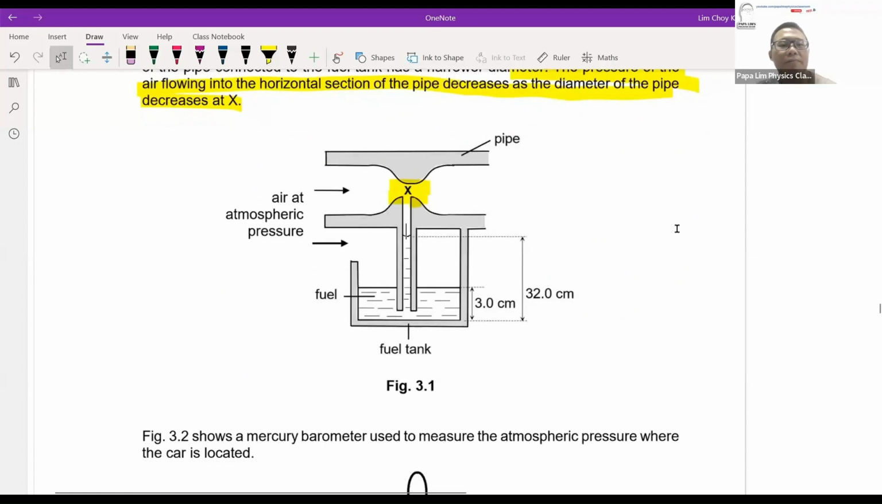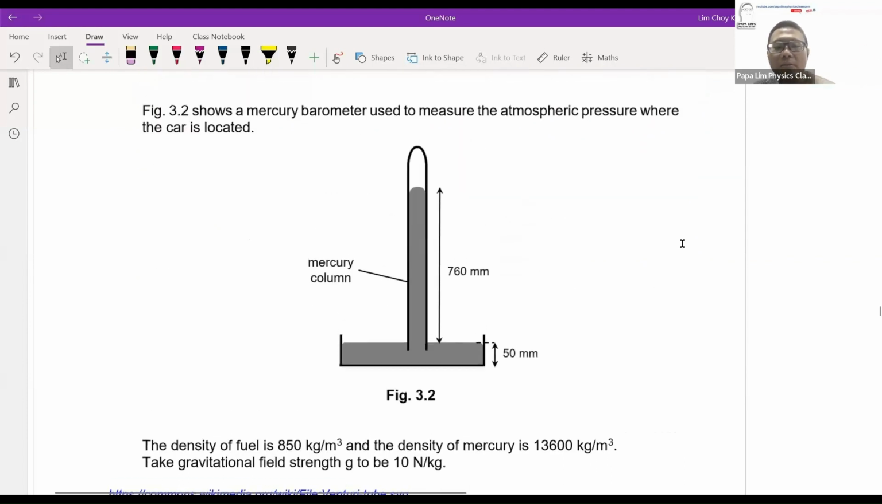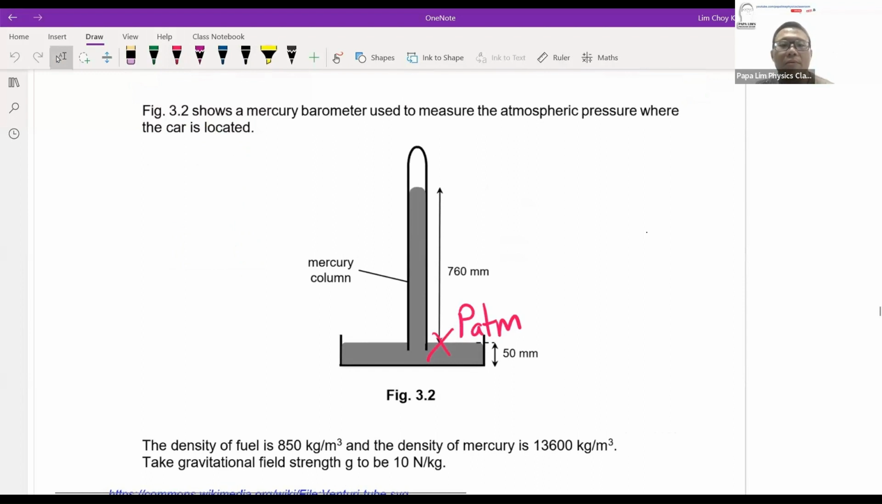Now, for the second picture here, we're looking at the barometer. For the barometer picture, the common thing that we look at is the surface of the barometer. At the surface of the barometer is what we call your atmospheric pressure. It's not anything hidden; it's a common thing that we look at for a barometer. Atmospheric pressure is always at the surface of the barometer here.